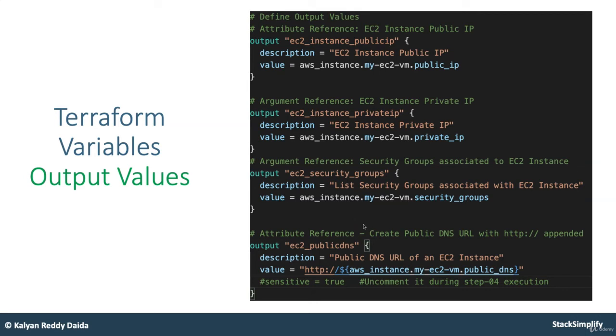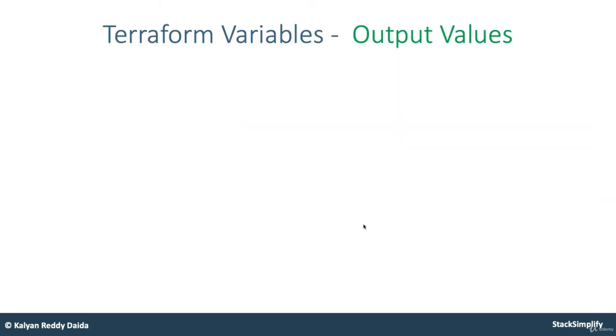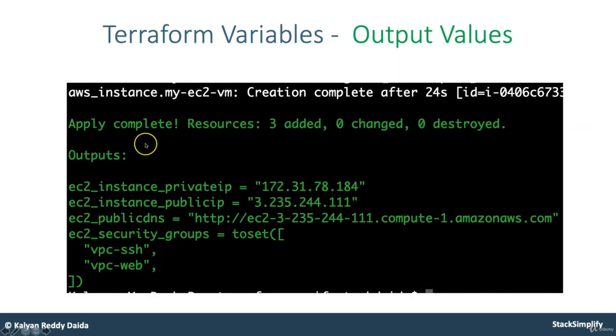Once you run terraform apply after this, you are going to get the output like this. Apply complete, 3 resources added: one is the EC2 instance and the remaining 2 are security groups. Now it will say Outputs and provide the EC2 instance private IP, EC2 instance public IP, EC2 instance public DNS, and also the EC2 security groups assigned to this EC2 instance. So you will be able to see everything in detail when you output those values.